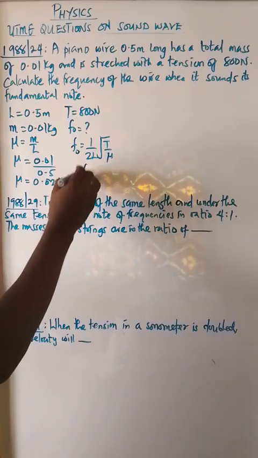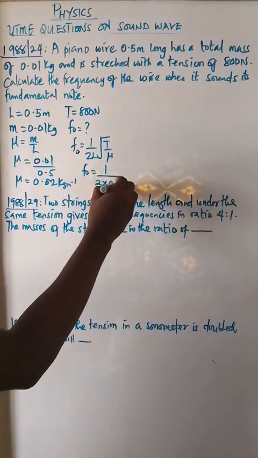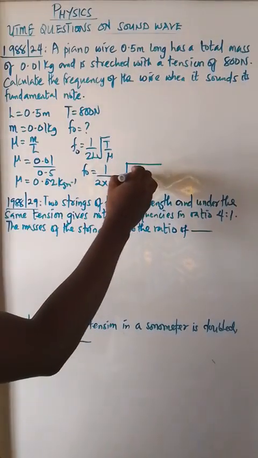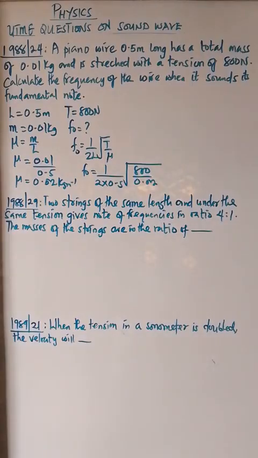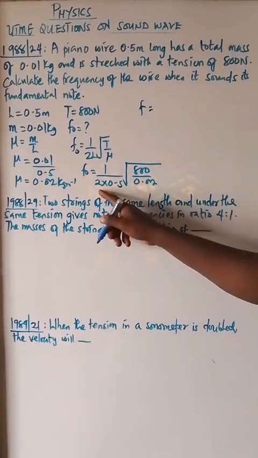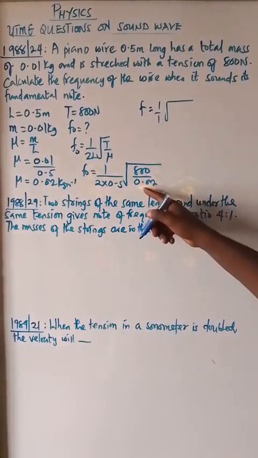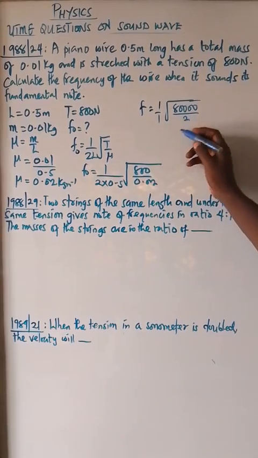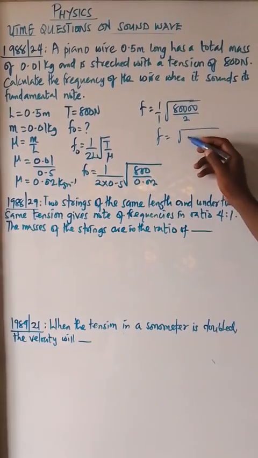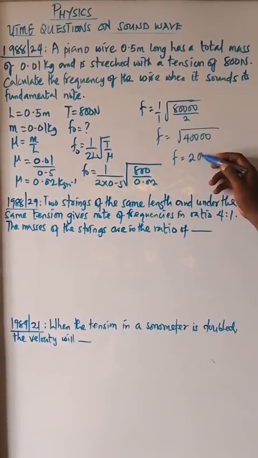That's for the fundamental note, which is 1 divided by twice the length, 0.5, times the square root of the tension, 800, divided by 0.02. So if we solve this, you get a final answer. 2 times 0.5 is 1, so that will be 1 over 1. Root, here 2 zeros, that's 80000 over 2. So the frequency becomes root 40000. So the frequency is 200 Hz.